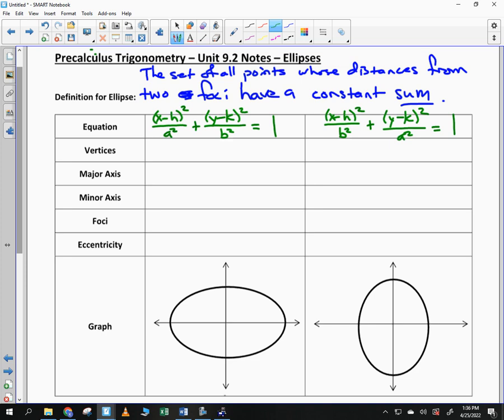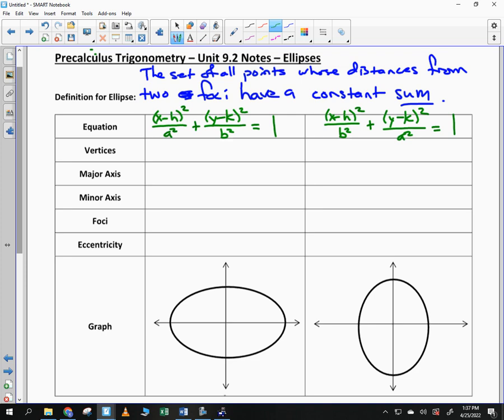Very good. So Easton has pointed out the difference in the two equations. One has a squared under the x term, and one has a squared under the y term. We say that a squared is the larger of the two. So if you see a larger number under y, then that is the a squared term. If you see a larger number under x, then that's the a squared term.